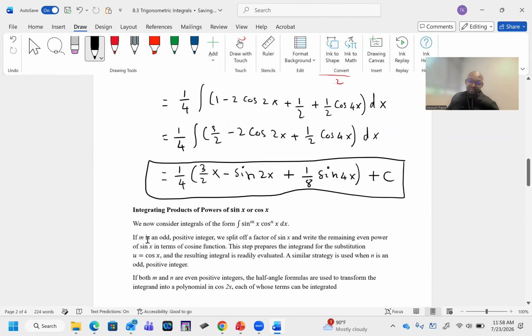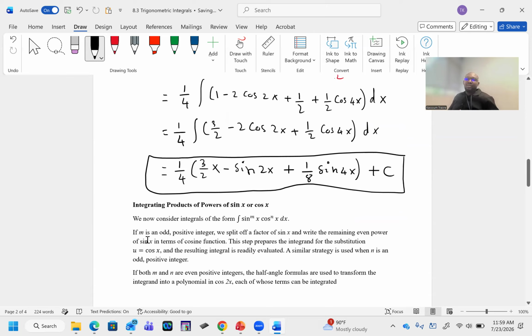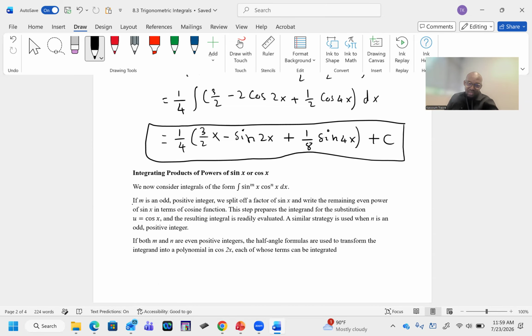So now, what if you have the product of powers of sines and cosines? This is the technique you have to use. So please, let's read and follow this direction, okay? While integrating products of powers of sine x or cosine x, we now consider integrals of the form the integral of sine to the power of m x times cosine to the power of n x dx.